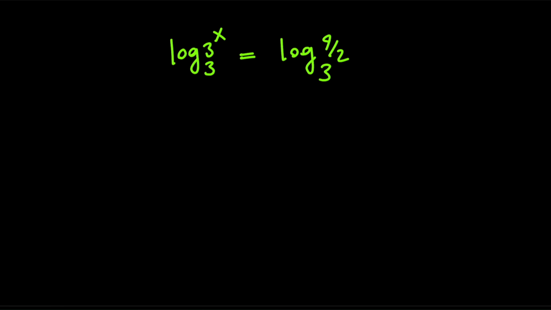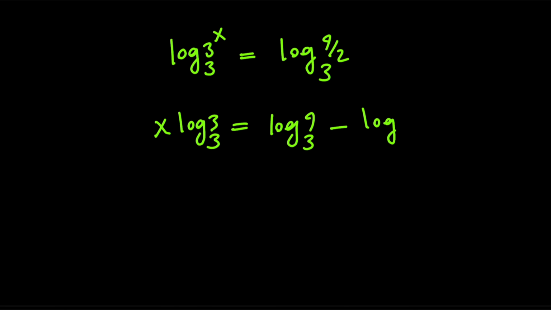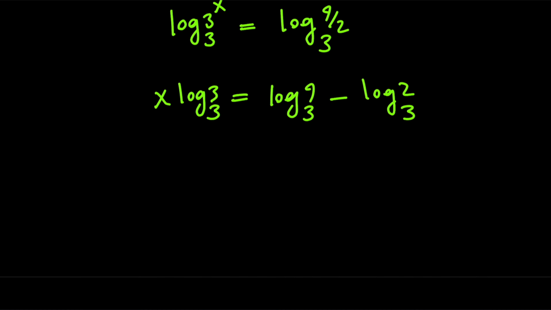Next, let's go ahead and use the properties of logarithm. So for the left-hand side, I'm going to use the power rule. So we're going to have x times log 3 with base 3. And for the right-hand side, since we have the log of a quotient, let's go ahead and use the quotient rule and turn this log into a difference of 2 logs. So we're going to have log of 9 with base 3 minus log of 2 with base 3.